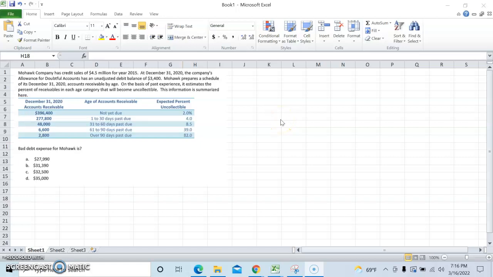Hello, everyone. Here's a bad debt expense problem. Students usually have a hard time understanding bad debt expense and allowance for doubtful accounts. So let's jump in. Let's read the problem.